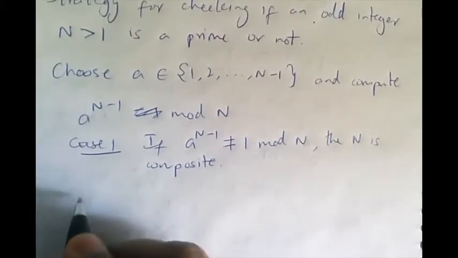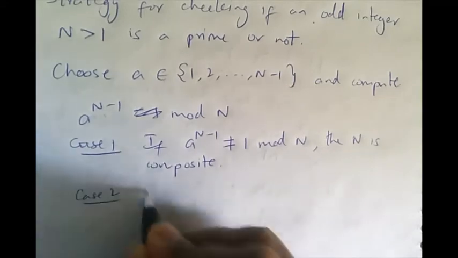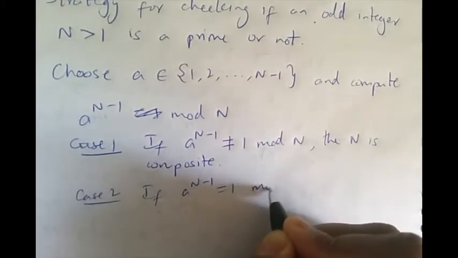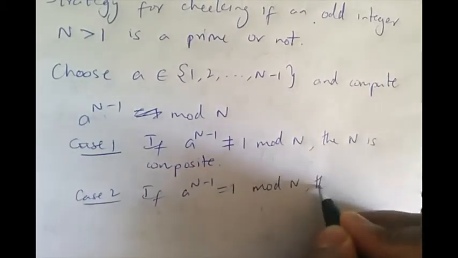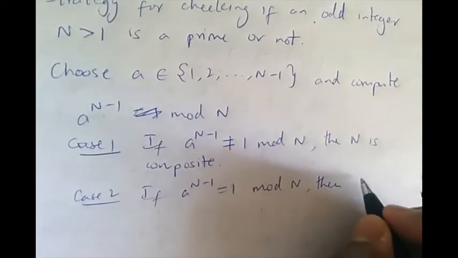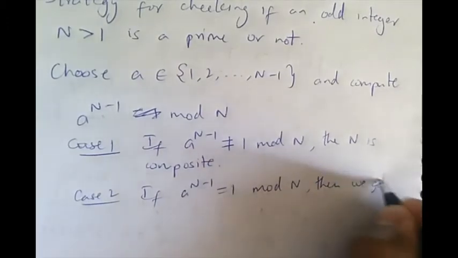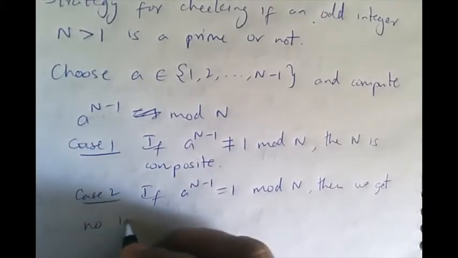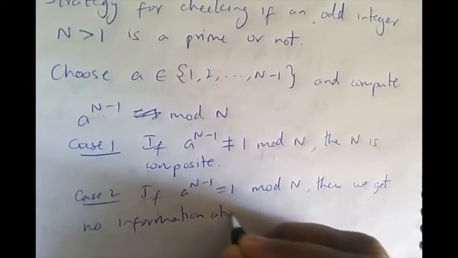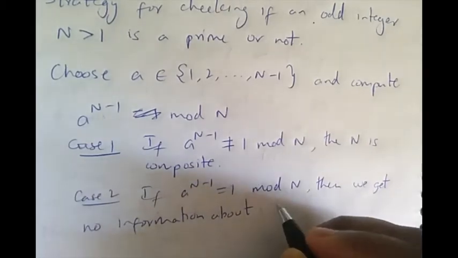But if A to the n minus 1 is equal to 1 mod n, then we don't get any information about the primality of it. We don't know whether n is a prime or not.